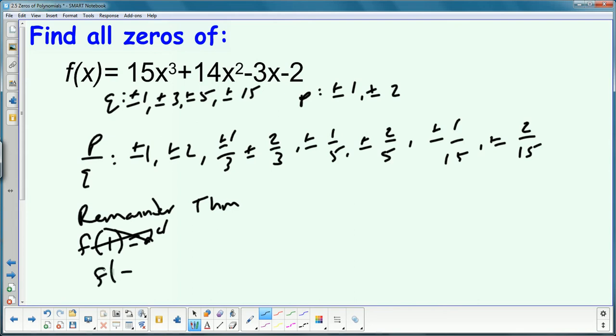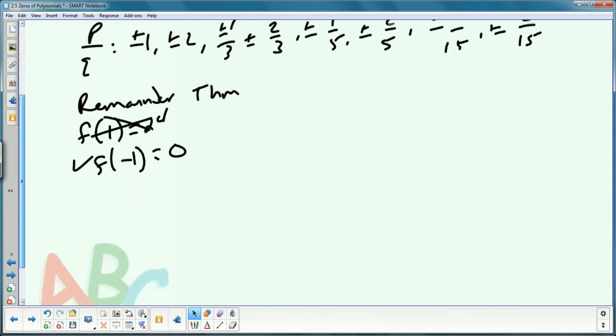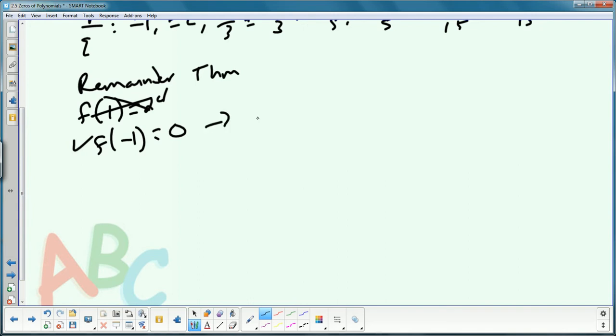So just going down the line, I'm going to say f of negative 1 then. So I'm going to say 15 times negative 1 to the 3rd, plus 14 times negative 1 squared, minus 3 times negative 1, minus 2, and I get 0 for that. And now this is what we want. So this tells us that negative 1 is a 0, which also tells us that x plus 1 is a factor. That's what your linear factorization theorem, or factor theorem, says: that if we have a 0, the opposite, x plus 1, is going to be a factor.